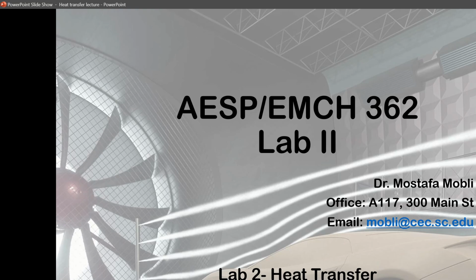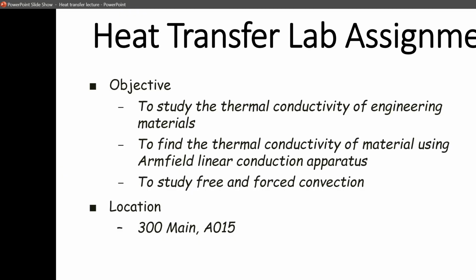Any questions? Okay. Let's talk about the heat transfer lab. The objective of the lab is to study the thermal conductivity of engineering materials, and we are going to find the thermal conductivity and heat transfer coefficient using 2 different experiments. The first experiment is the linear conduction experiment, in which you are going to induce a 1-dimensional heat transfer in a metallic bar that has a sample sandwiched between the 2 metallic bars. And then you're going to use thermocouples to do the conductivity measurements.